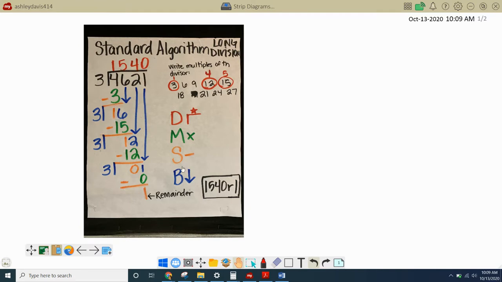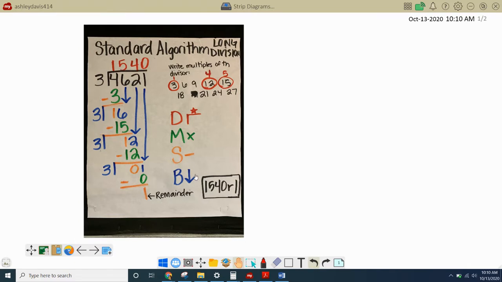Then the next step is bring down. And we only bring down the next digit. We don't bring these down yet. We only bring down 1 digit. Now here's the step I added. I like to call this my division house. And I like to say my big dog goes in the house and little dog's knocking at the door.